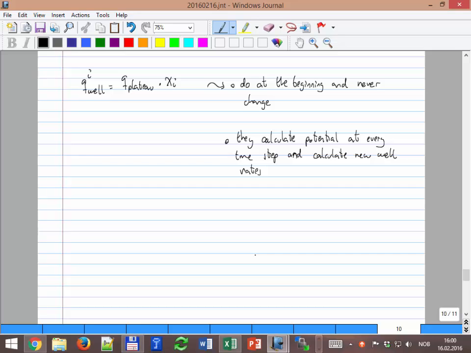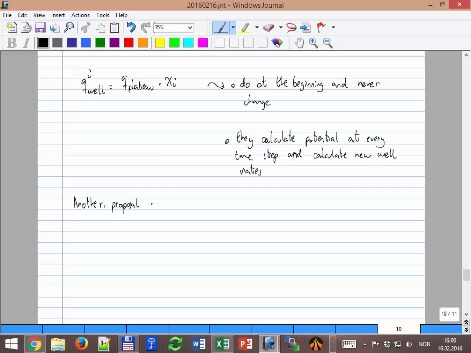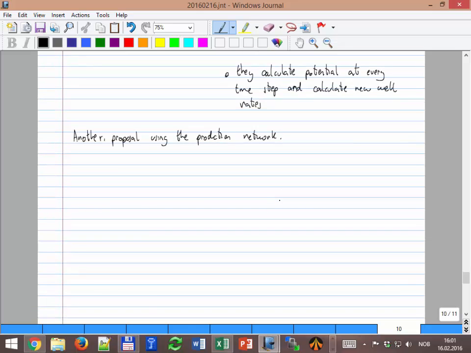Now that you have had the whole lecture on networks and you have calculated, what really is important here? How much the well can produce doesn't stop at the bottom hole. You have to look at the whole production system. So another proposal using the production network is to find the open choke flow rate of every well.